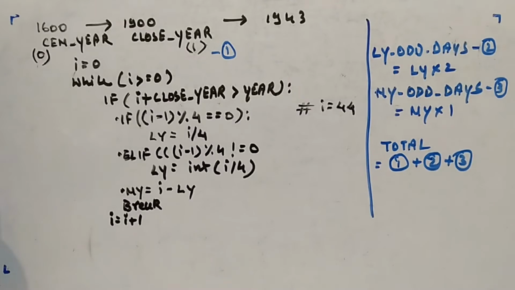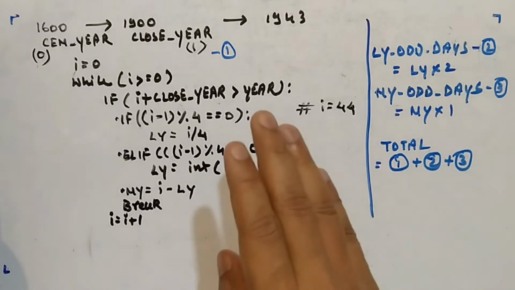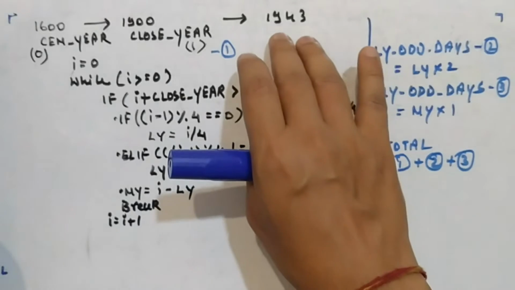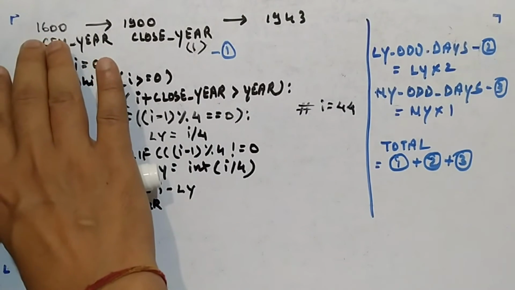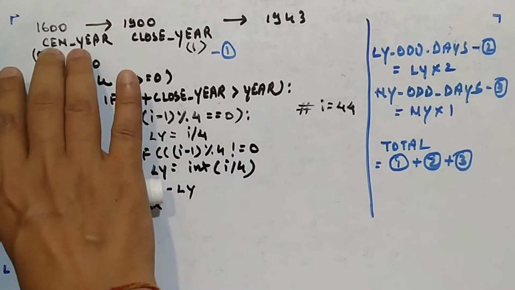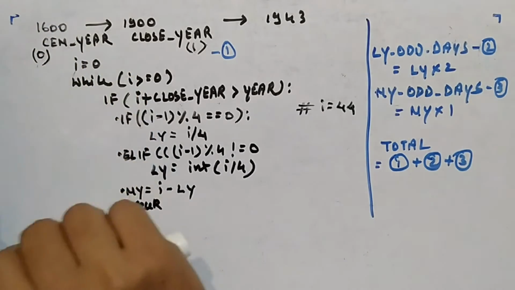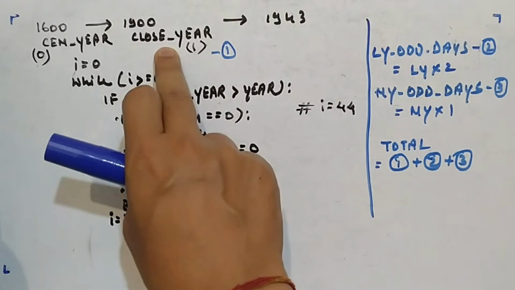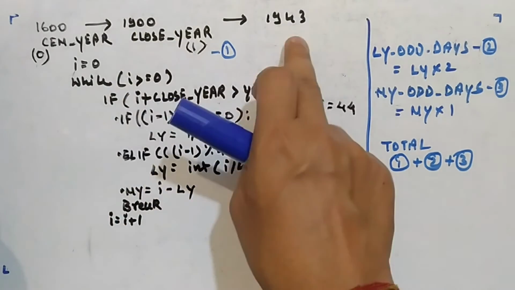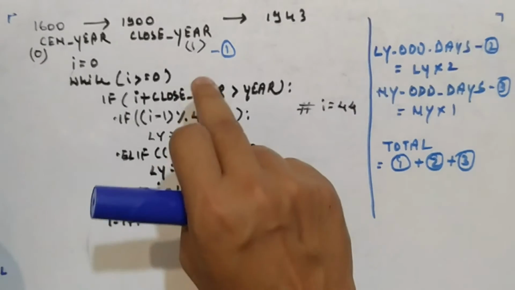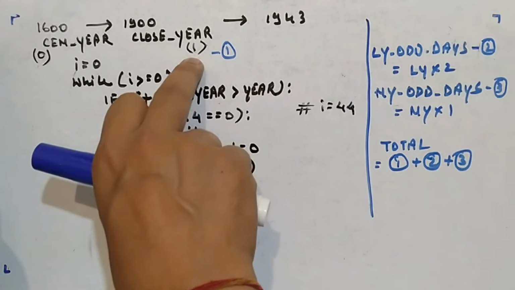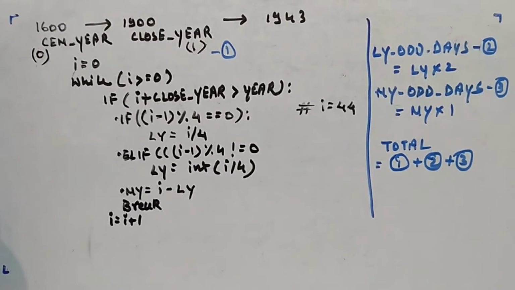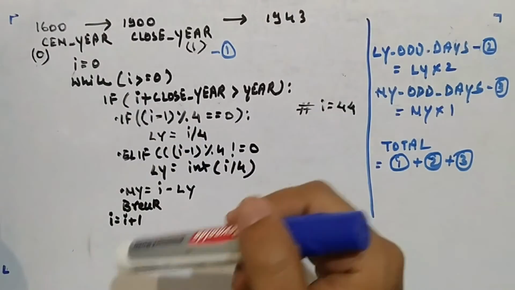Now let's look at the final part, how we're going to go from 1900 to 1943. So we have reached the closest century year, which gives 0 odd days. Then we reached 1900 by using a while loop, and we got the closest year to the given year, and we calculated the number of odd days, which was 1 here. Now we are going to jump from this position to the final position. So here I have given the snippet.